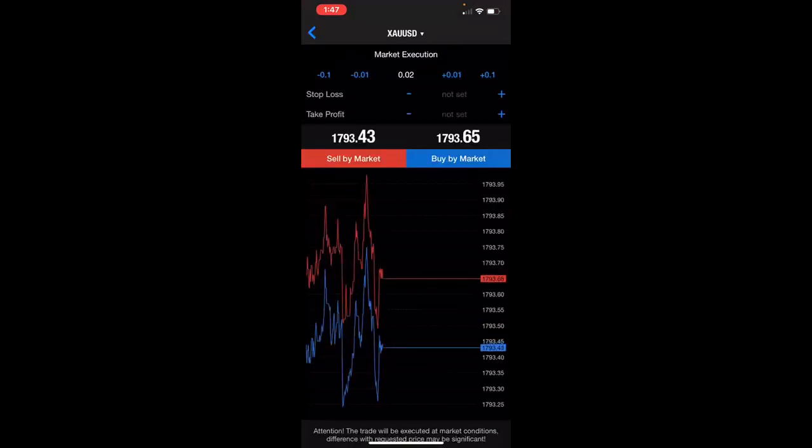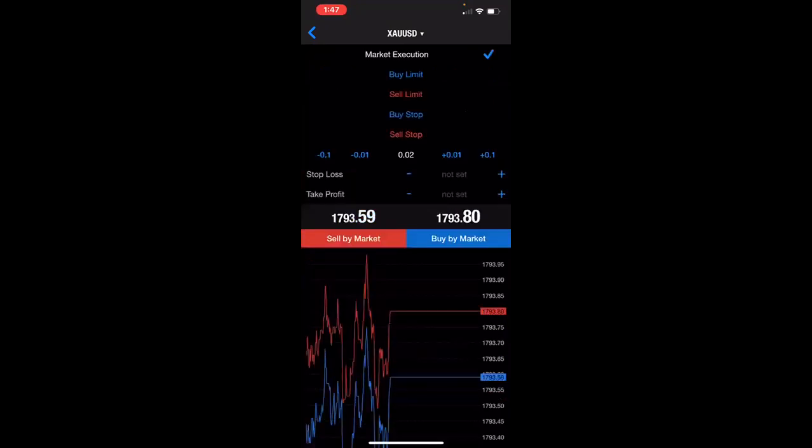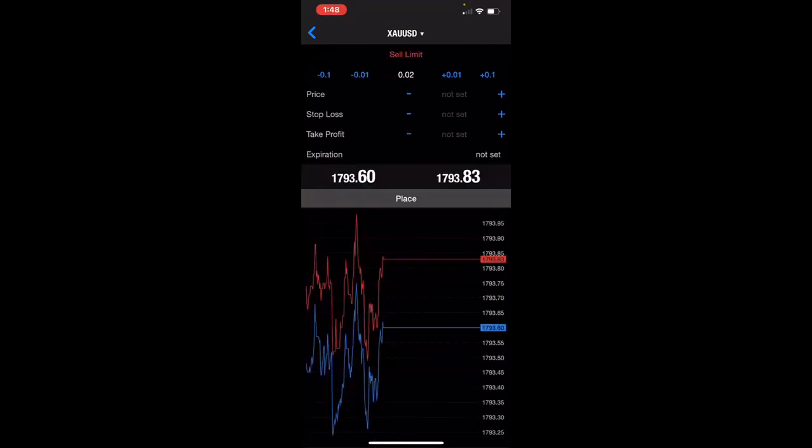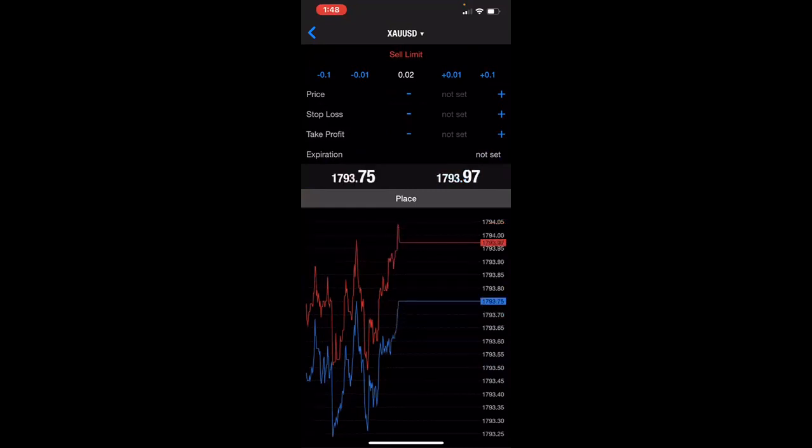So where you have market execution, tap there. If it's a sell limit, click on sell limit. Anytime they give you a pending order, they'll tell you which one you're using, and they will give you the price. It's like saying, I'm not going to sell until the market gets there. So you need to put your own entry price, not the market price now. Where you see the price, type in 1810.